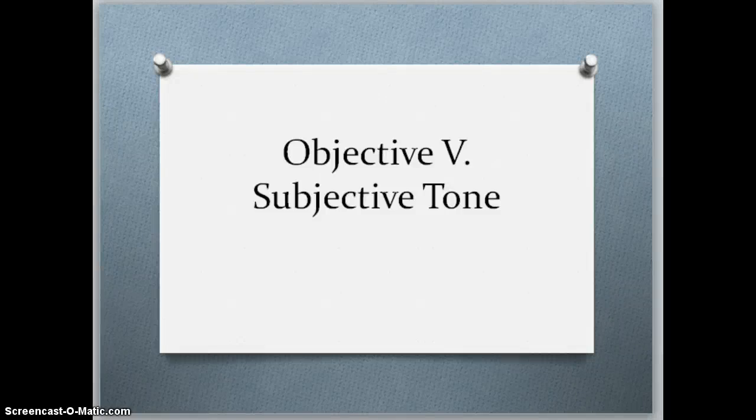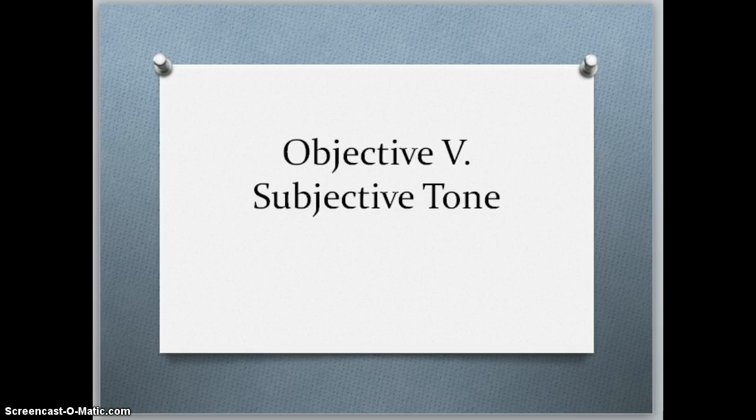In this video, we're going to learn about tone, objective versus subjective tone. Now, if you remember way back at the beginning of the year when we had our narrative unit, we talked about tone. And tone is the words that you choose that convey a certain emotion to your reader. And so for argumentative writing, we want to try to convey an objective tone and not a subjective tone. Well, what does that mean?